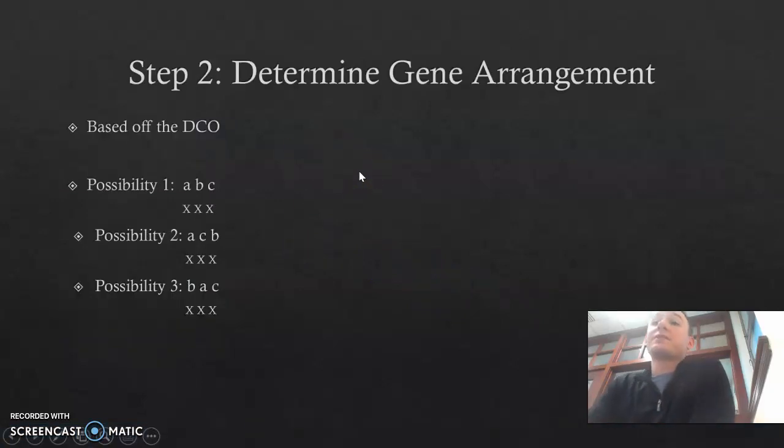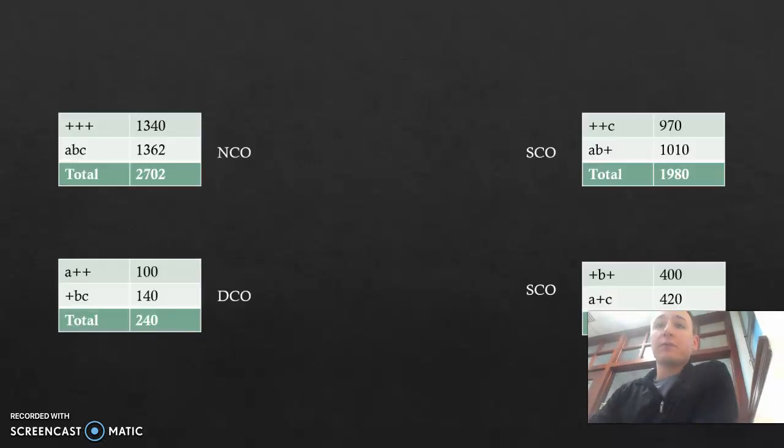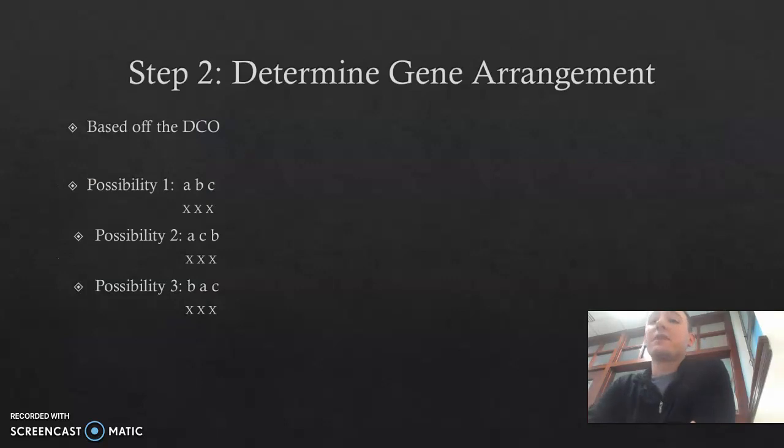There we go, which brings us to step 2, determining the gene arrangement. So this is based off the DCO. So if we go back to this real quick, the DCO, the lettering there, A++, plus BC. So we're going to look at the three possibilities. Thankfully, there's only 3 letters, so the combinations are pretty few that we can work with. So the 3 possibilities there are ABC, ACB, and BAC.